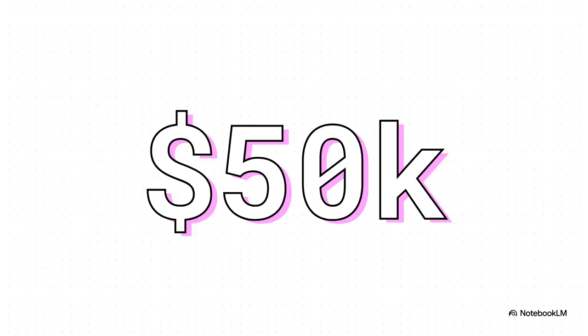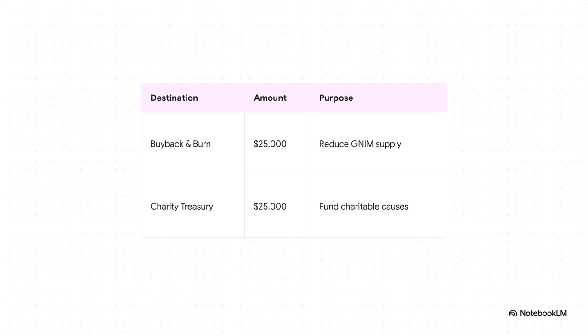Let's put some real numbers to this to make it sink in. Imagine the platform does about, say, $25 million in volume in a single month. Even with a pretty small fee, that could generate something like $50,000 in revenue. So what happens to that 50 grand? It gets split perfectly. $25,000 goes to buying and burning GNM, shrinking the supply. And the other $25,000 goes straight into the treasury to fund charity. It's beautiful, right? The more people use the platform, the tighter the supply gets, and the more money goes to the mission.